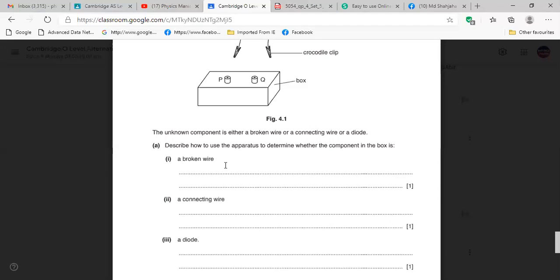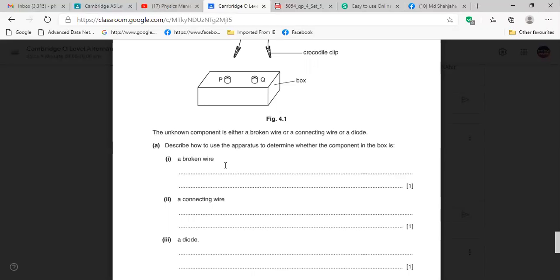Very good. So Abir, what you wrote? Sir, I wrote the bulb will not light up. Okay, it is also okay if we write it. Then next one, connecting wire. What you wrote? The bulb will light up as the circuit is complete. Okay, very good.